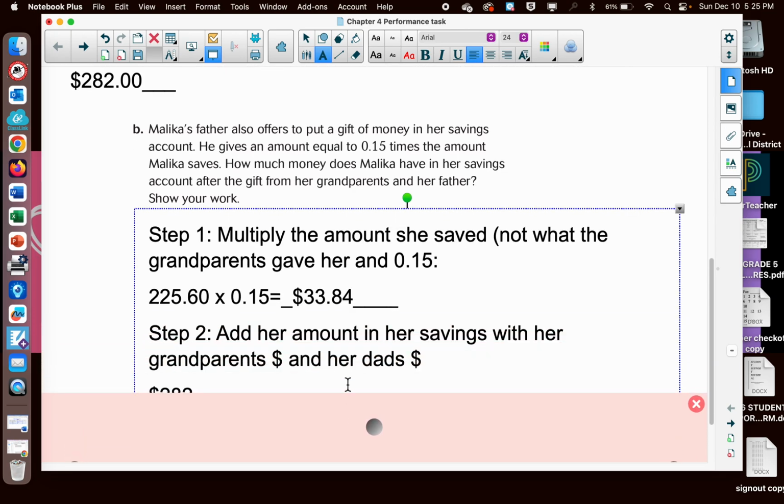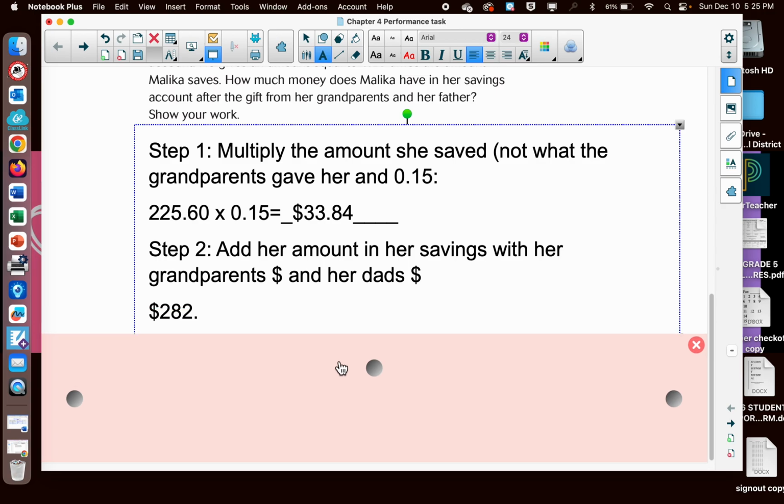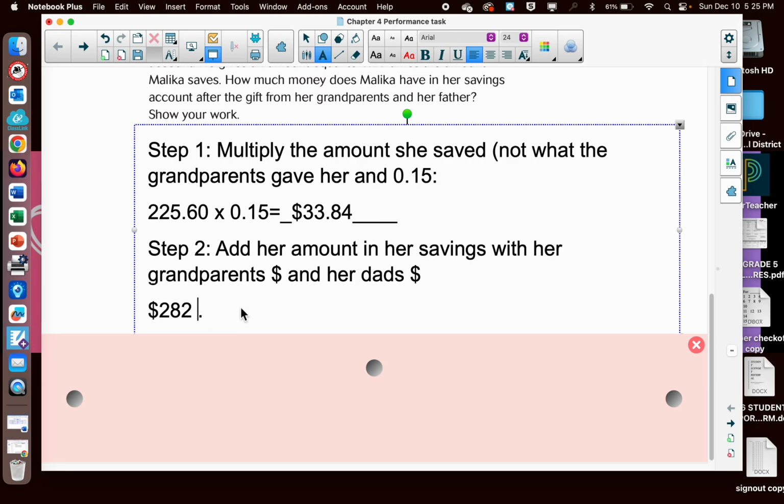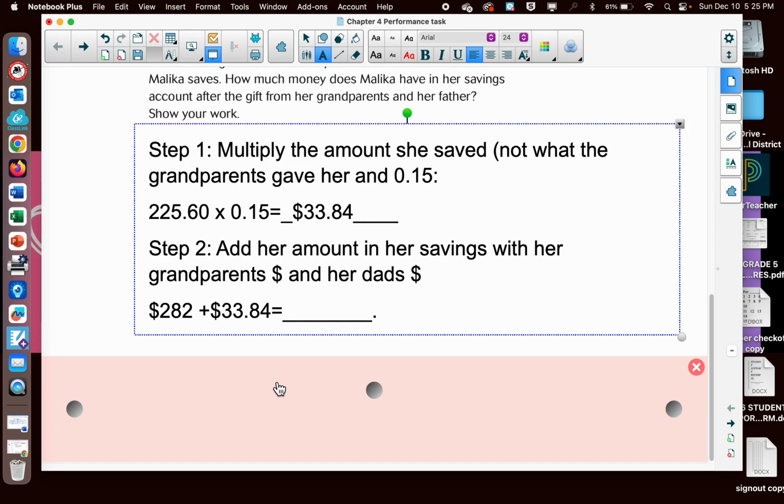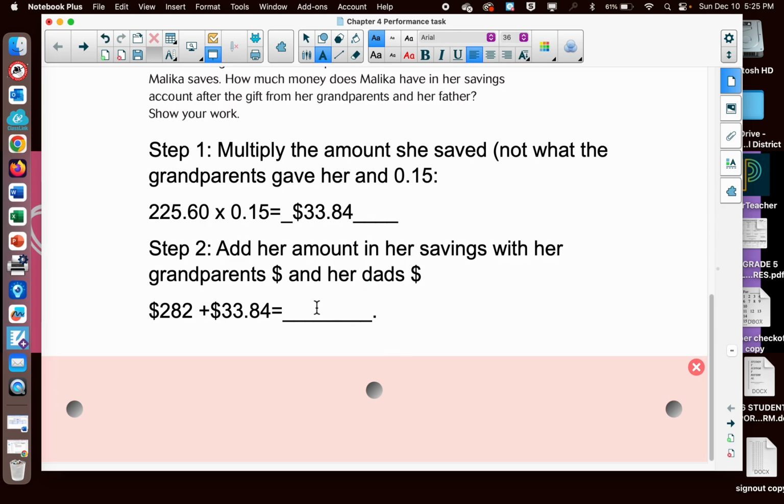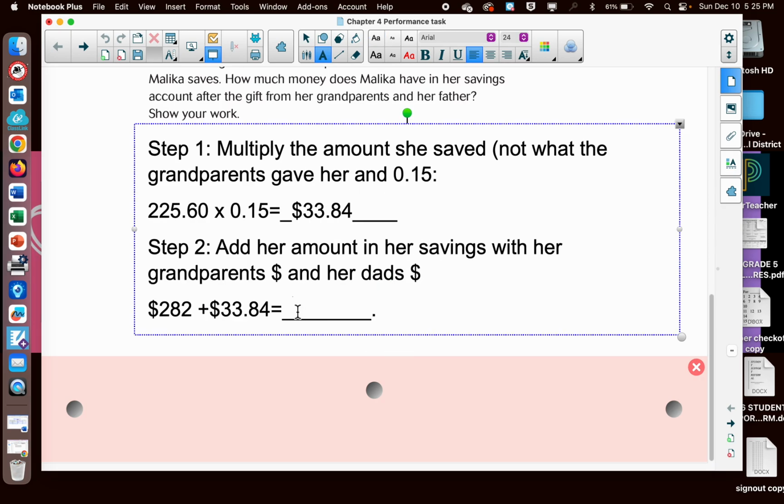Now we have to add all of the money together. So we have the $282 that she had before, plus the money that her dad just gave her, which is $33.84. Go ahead and stick that in your calculator and get the total. You should have that the final total that Malika now has is $315.84.